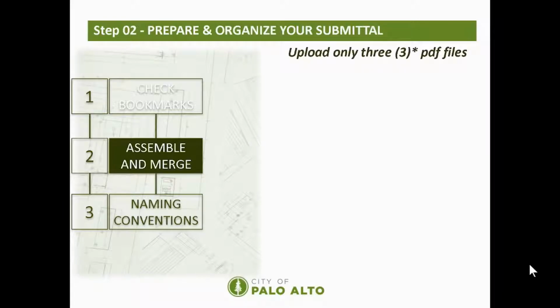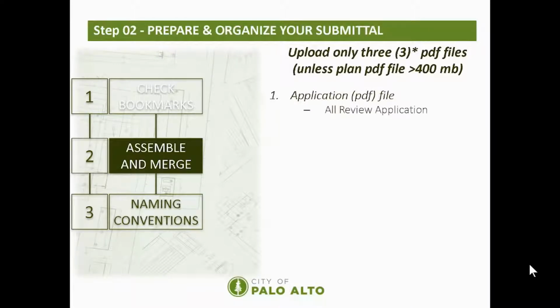Now it's time to assemble and merge your documents, and if necessary, split large-size plan sets. When submitting for a pre-application, you would typically upload 3 PDF files. The first is your application PDF file, which should have all the application forms for your project. For example, building permit application form, planning entitlement application form, and others.